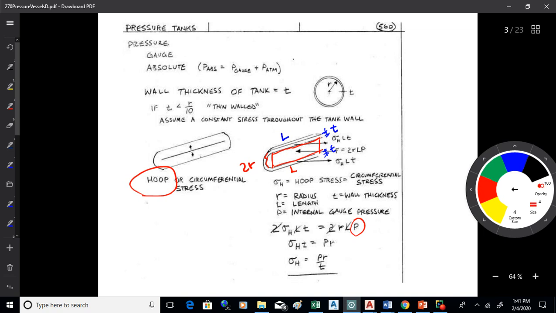Well, some of the stuff cancels. The 2 and the L cancel from both sides. So you get the stress times the tank thickness is the pressure times the radius. Divide through by the tank thickness, and you get a nice little formula for the hoop stress, PR over T: the pressure times the radius over the wall thickness.